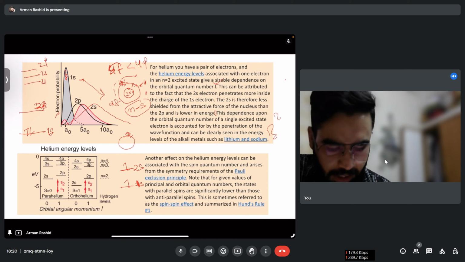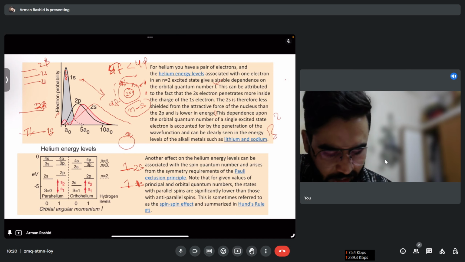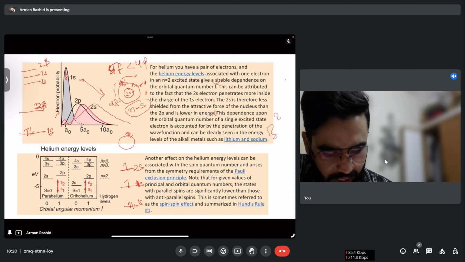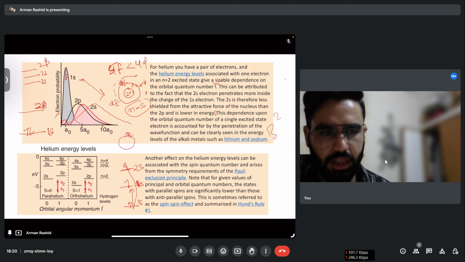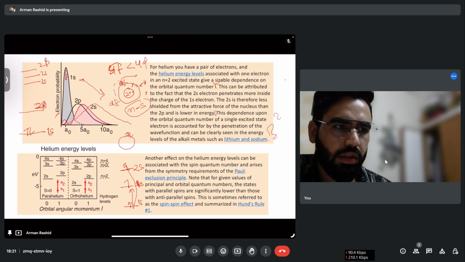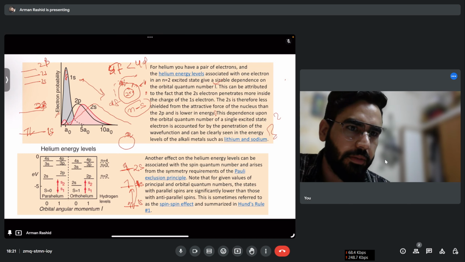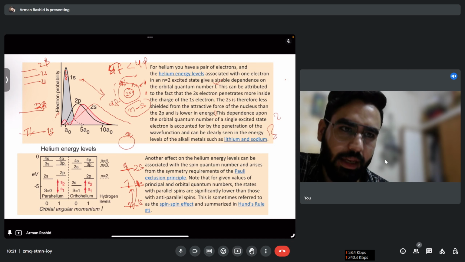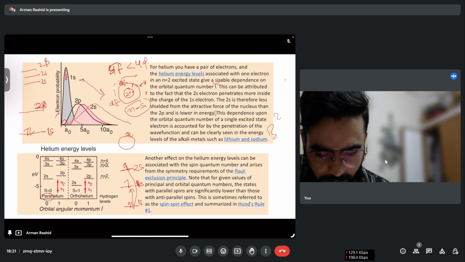In the ground state both electrons were present in 1s and they were paired, so that is the lowest energy state. Now we give some light, and one of the electrons goes to another state. There is a possibility that the electron in the 2s can be either up spin or down spin. Because of that you will have two types of helium.